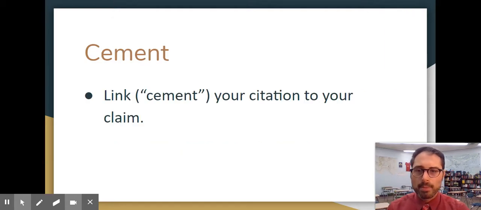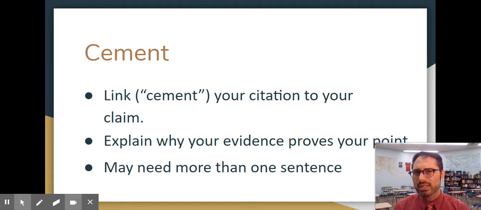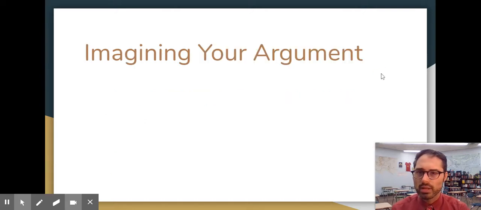So, cement. The cement is the thing that links your citation back to your claim. So we're making a claim, we're making a promise, and then we're giving an example. Our cement is saying why this example helps prove our claim. And again, this is why our evidence proves our point. And we might need more than one sentence to do this. Let's take a look here.